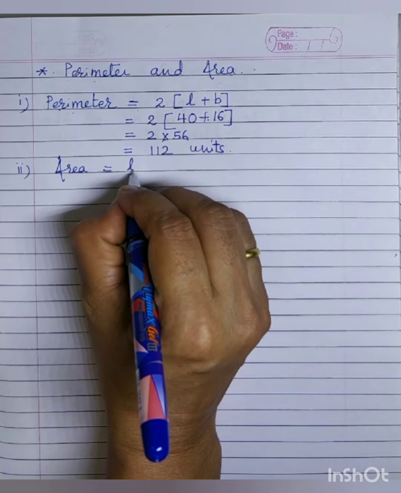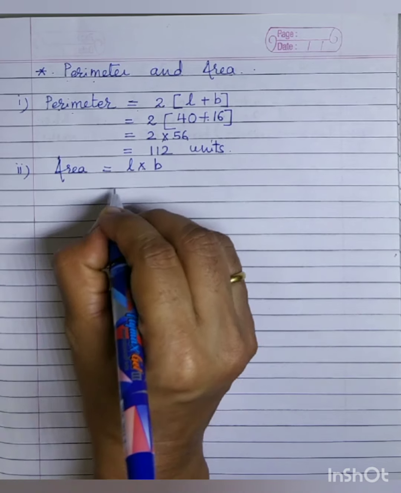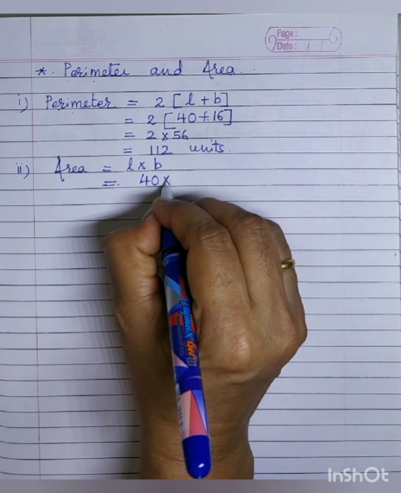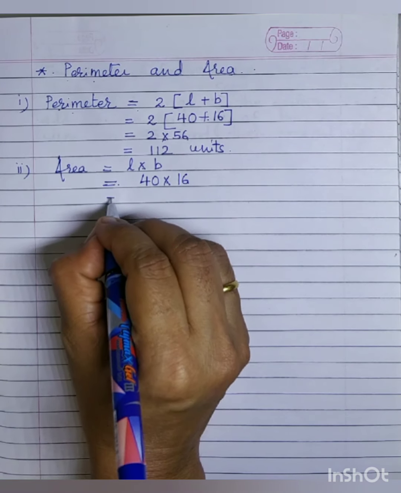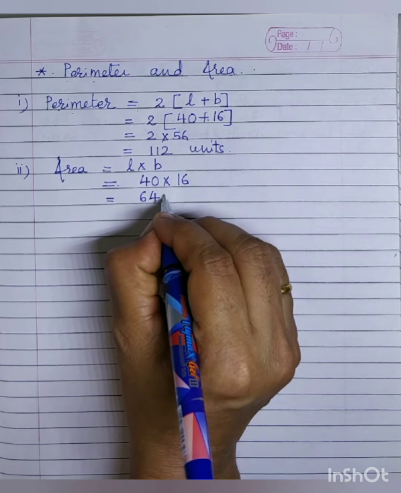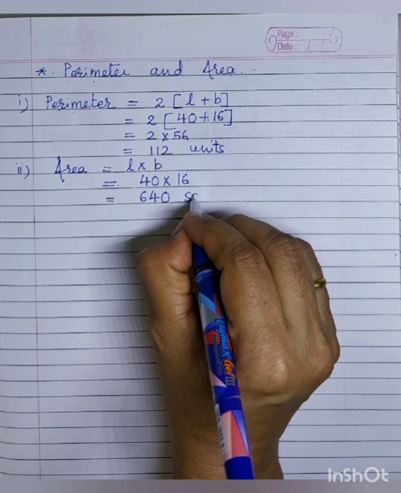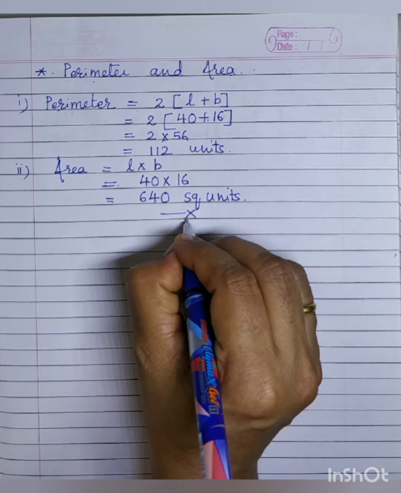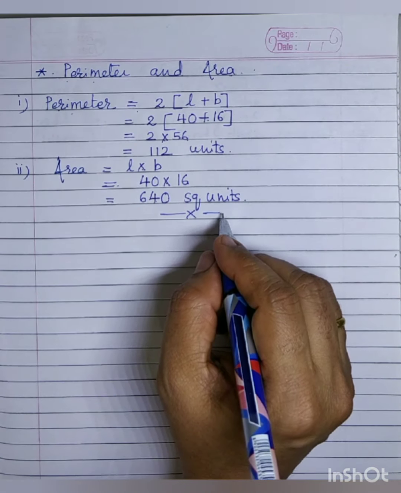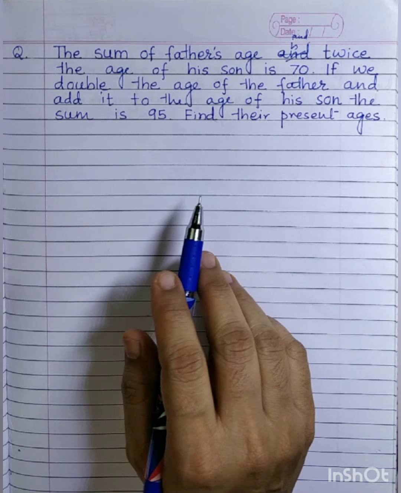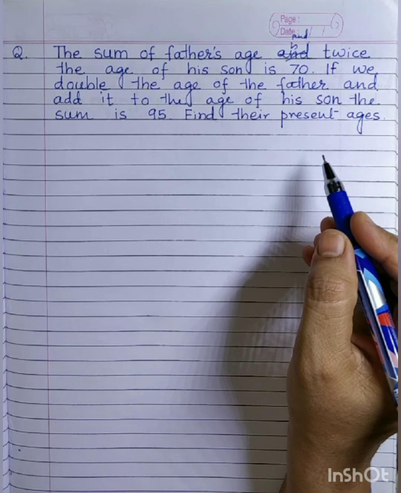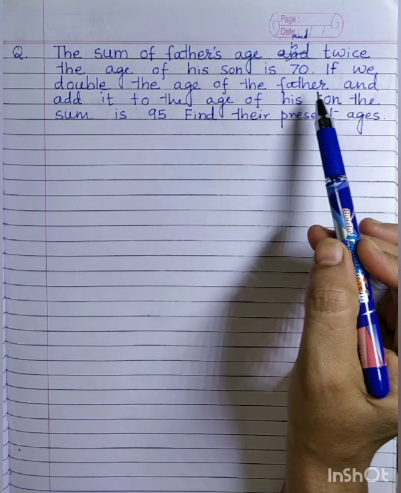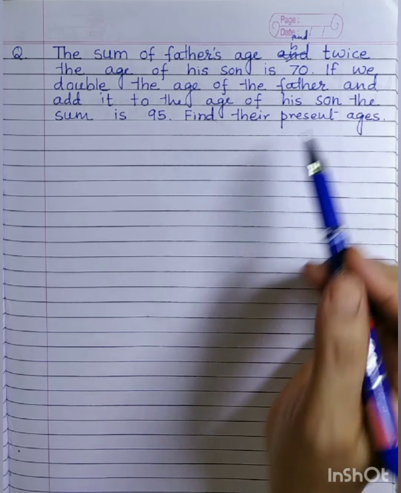Second, we need to find area. What is the formula for area? Length multiplied by breadth. What is length? 40 into 16. What is 16 for the 640? What will be the unit? Square units. I hope you all have understood this and must have found it easy. With the above two questions, I hope it is pretty clear to you that the way you read the problem and analyze it and work out for solving it, that makes it easy definitely.